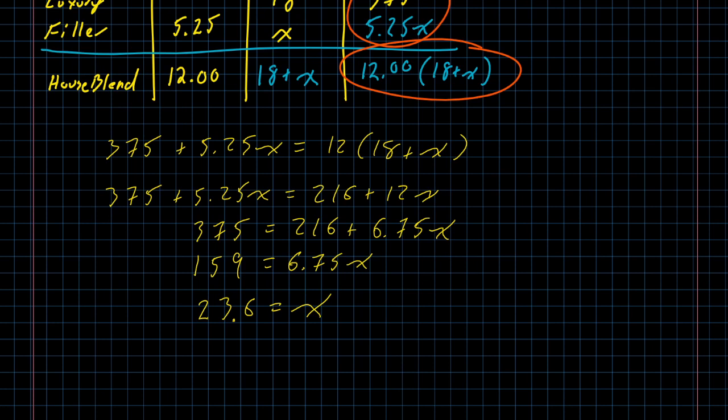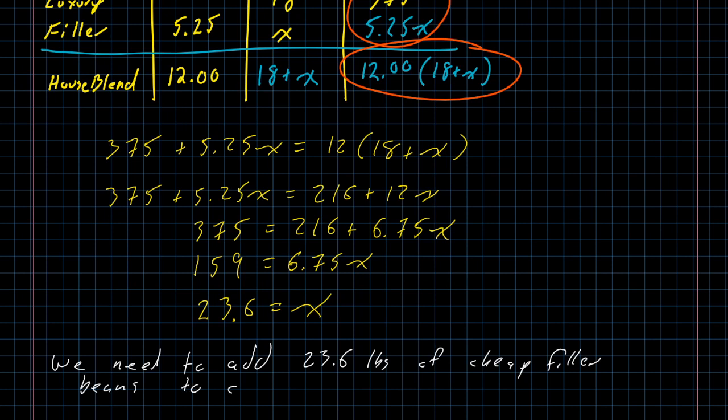And that is exactly the thing the problem was asking for, right? When we wrote down x, we put it in exactly the spot of the weight of the cheap filler beans. And so we can answer our question. We need to add 23.6 pounds of cheap filler beans to our house blend.